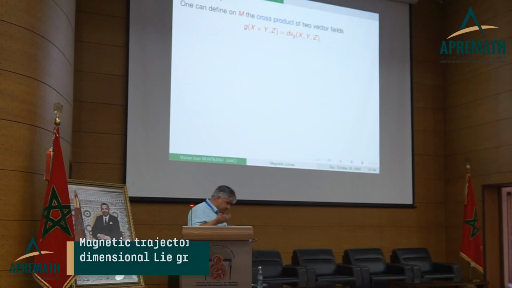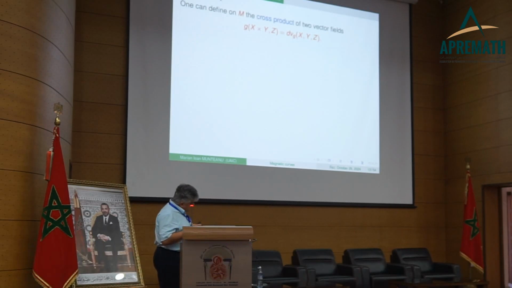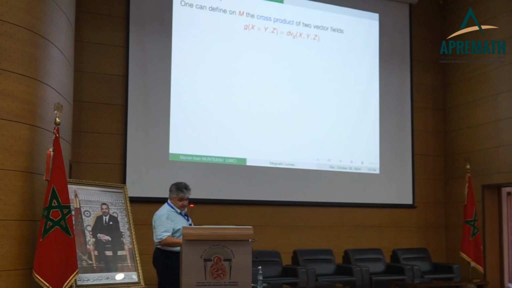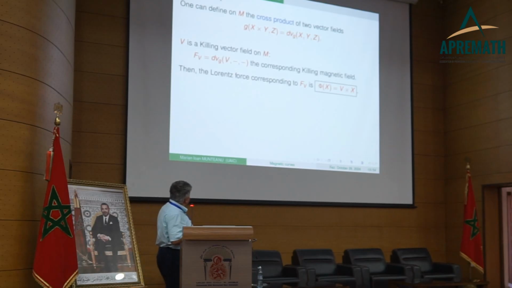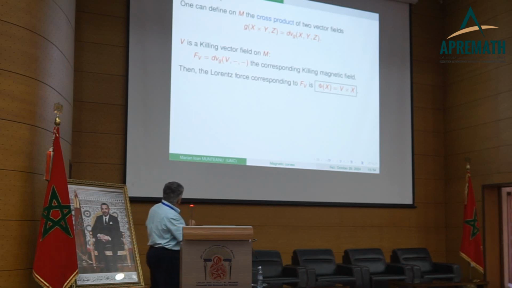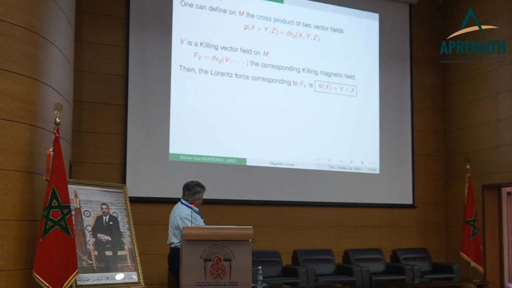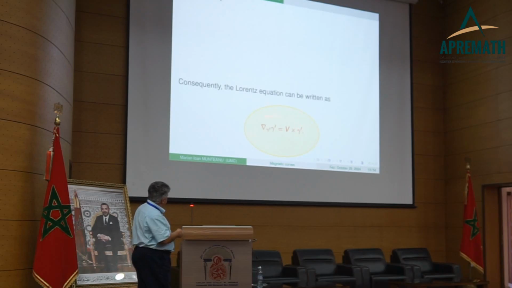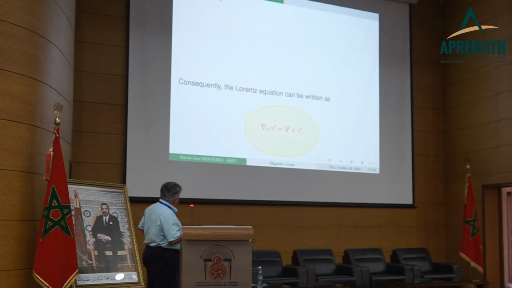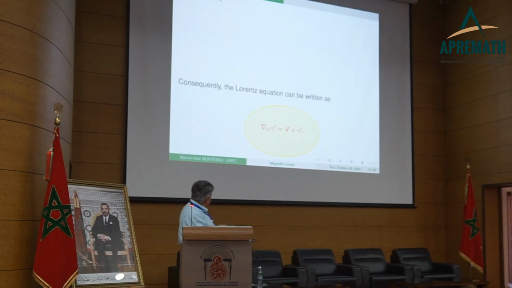In the same dimension 3, we have a naturally defined cross product by the volume form. So we have a nice way to write the Lorentz force and the Lorentz equation, because if V is a Killing vector, we define the corresponding magnetic field like this, using the volume form and putting V here. The Lorentz force is this one, and we have to solve this equation. The Lorentz equation can be written in a nice way, which is a second order differential equation, and we'd like to have some explicit solution of this equation.